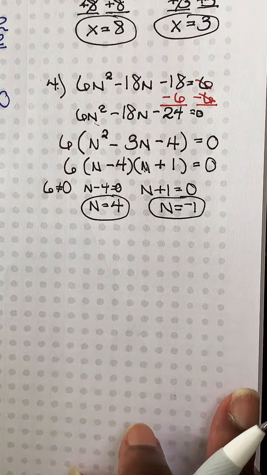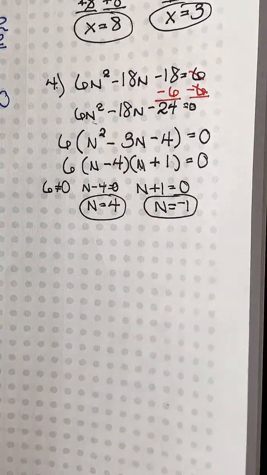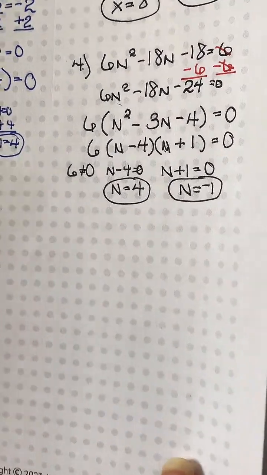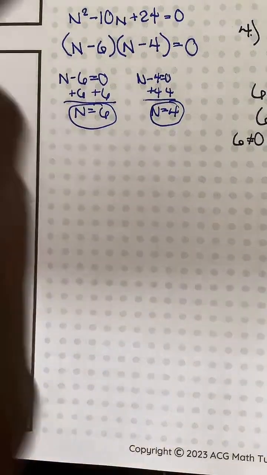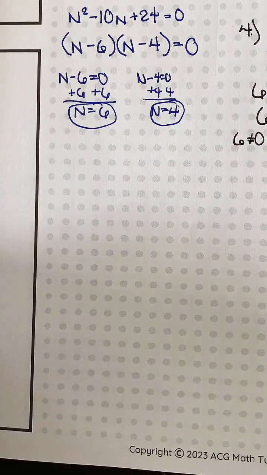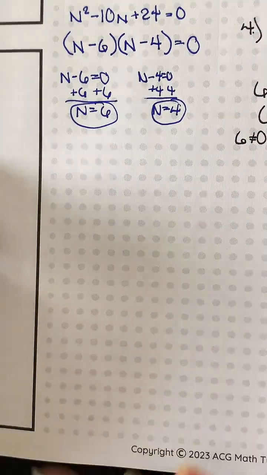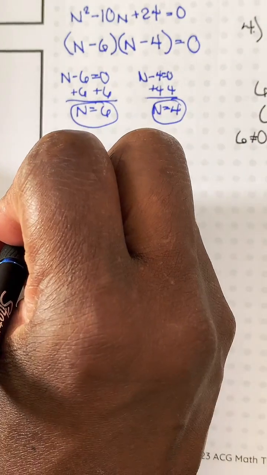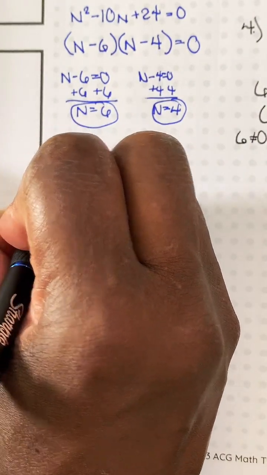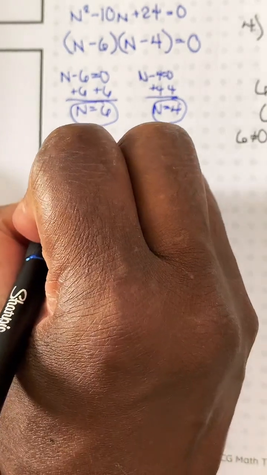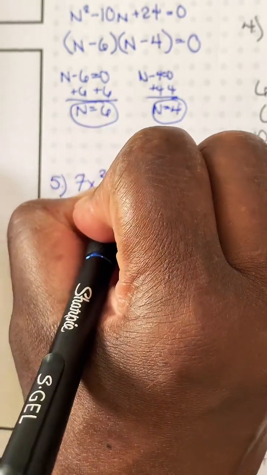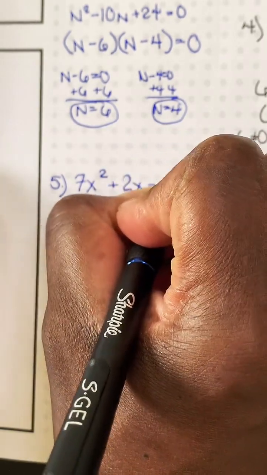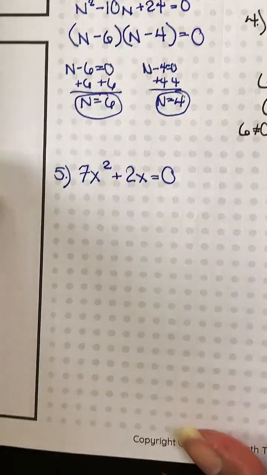So let's try another one. Okay, go ahead. Keep on tapping. This is awesome. Thank you so much. Now what happens if we get 7x squared plus 2x equals 0?